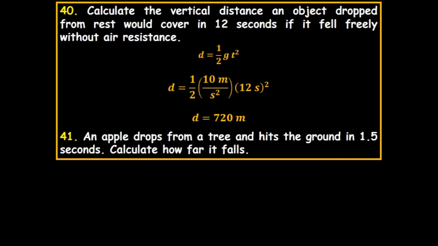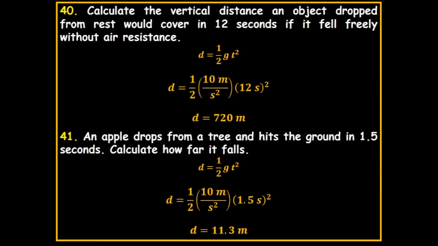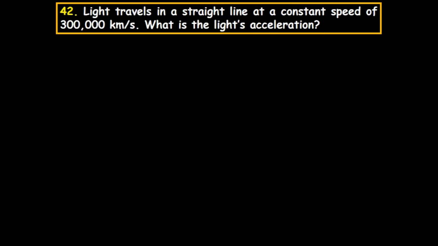An apple drops from a tree and hits the ground 1.5 seconds later. Calculate how far it went. Well, 1/2 gt squared, it dropped from rest, and that's going to be calculated as 1/2 gt squared, and it'll be 11.3 meters.